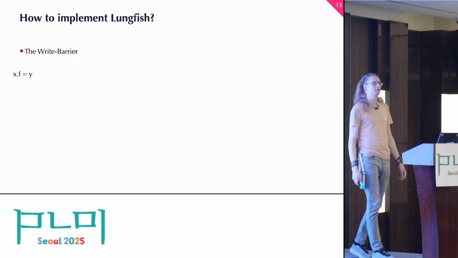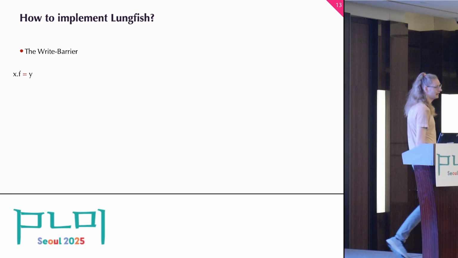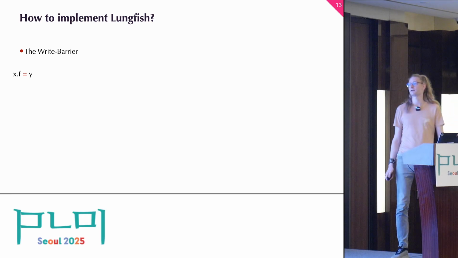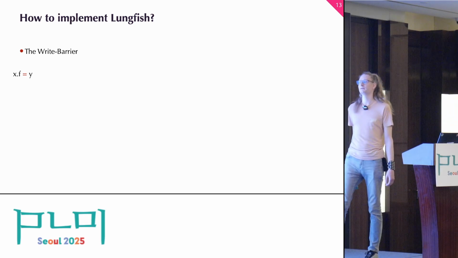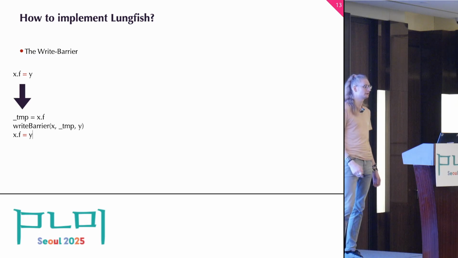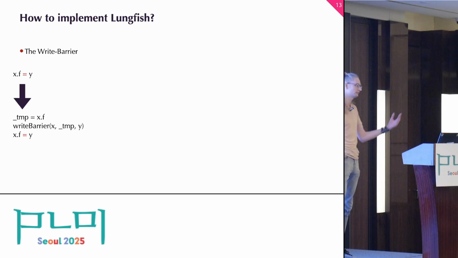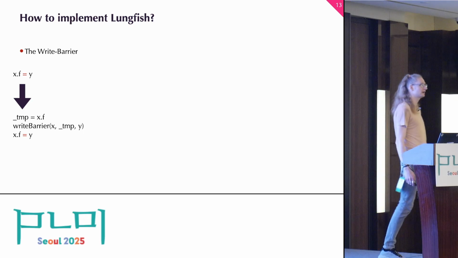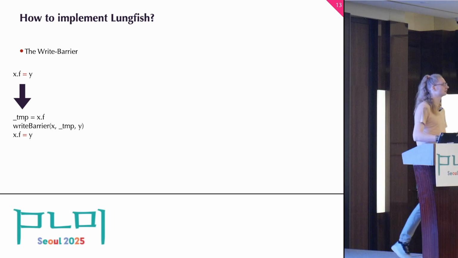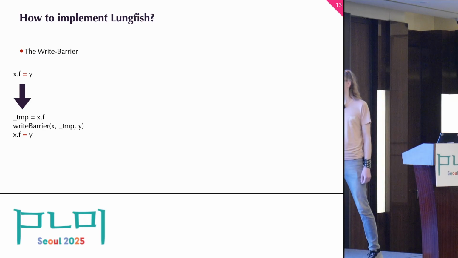So, I've mentioned the write barrier. What implication would this have for the actual implementation of the interpreter? Any field assignments like this one, x.f equals y, would have to be slightly rewritten to store the previous value in a temporary value. Then we would call the write barrier, and if the write barrier succeeds, so throws no exception, then the assignment can be done.